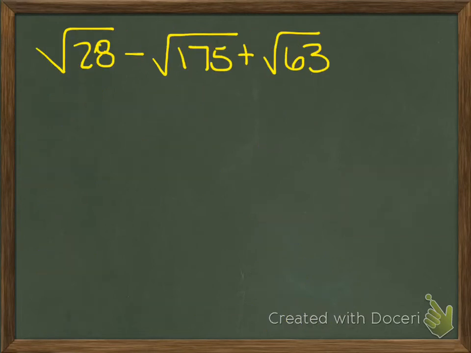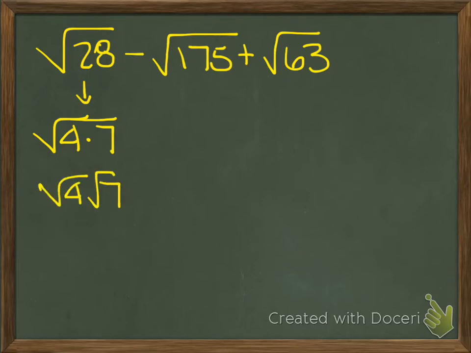The square root of 28 minus the square root of 175 plus the square root of 63. So again, I'm going to start with my smallest. And 28, well, that becomes 4 times 7. And the square root of 4 times the square root of 7. And thus we end up with 2 square root of 7.